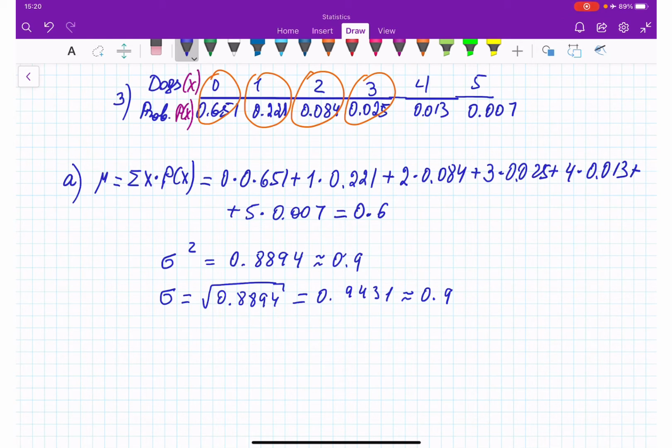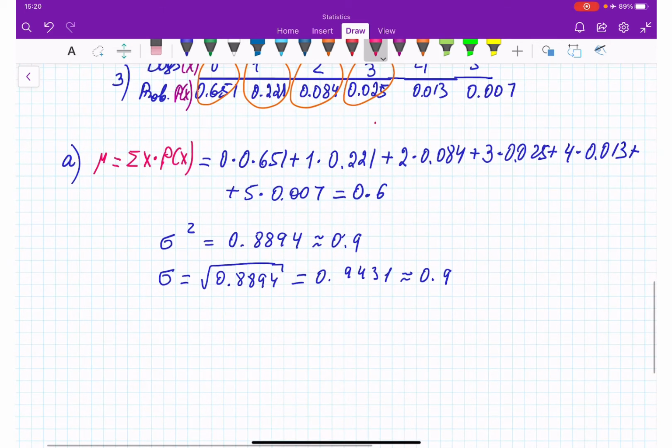Now, for the people who want to build in Excel and use the formula, you are going to use the following formula. Sigma squared for variance is going to be equal to the sum of (x minus mu) squared times probability of x. So all you have to do is find the average, and you have the average 0.6.